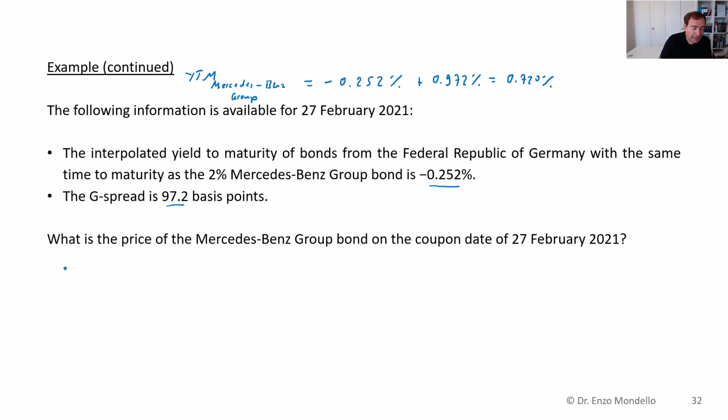So to calculate the price of the Mercedes-Benz Group bond, we have to use the cash flow model. The first coupon is paid at the end of the next year, so that's the 27th of February 2022. And the coupon is 2%, that we're discounting back with the yield to maturity of 0.72% over 1 year.